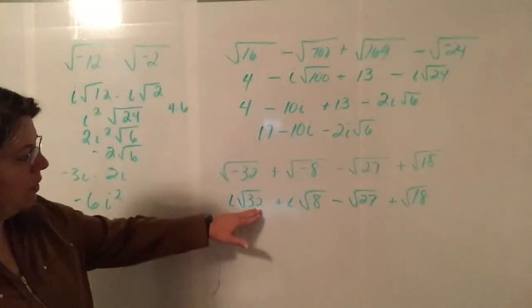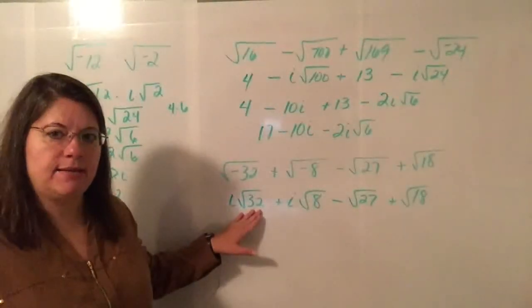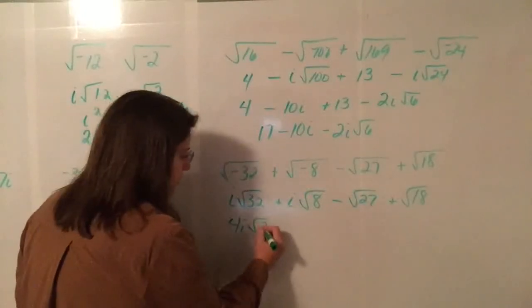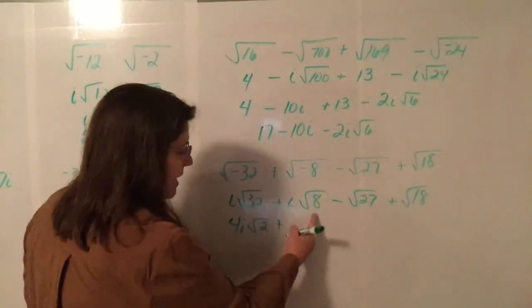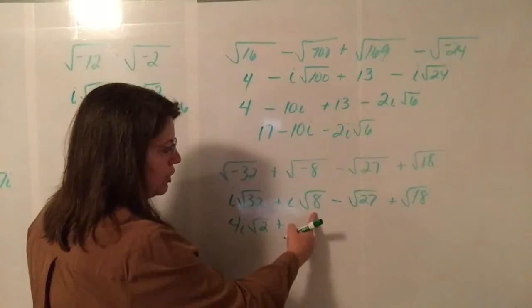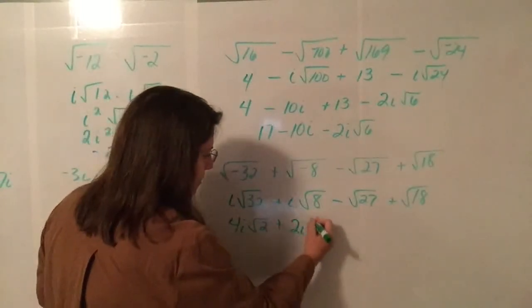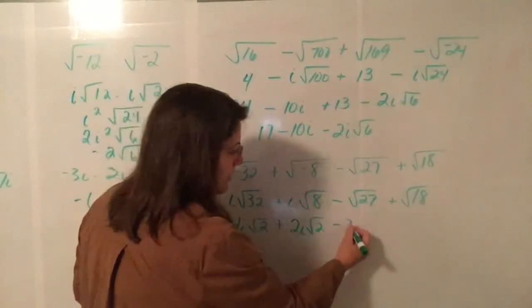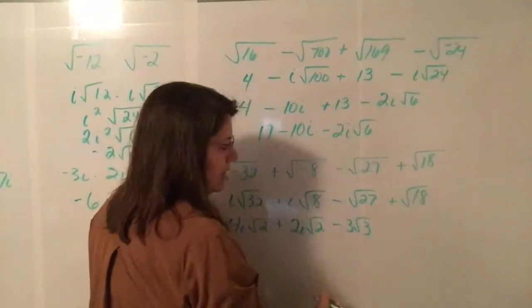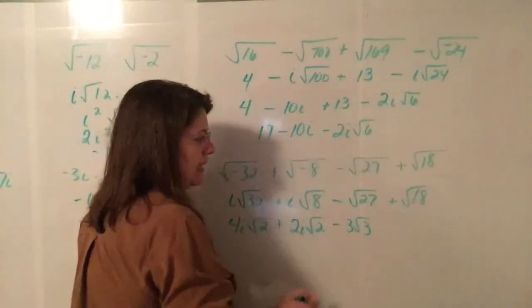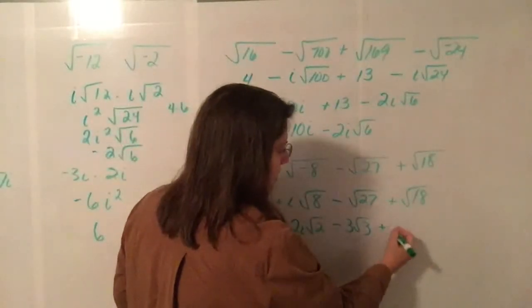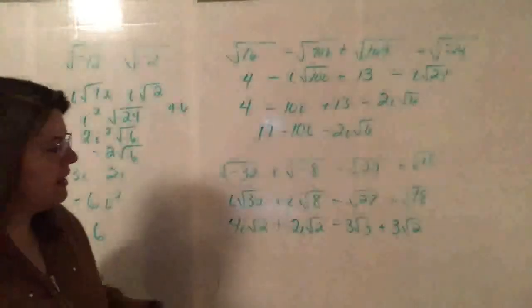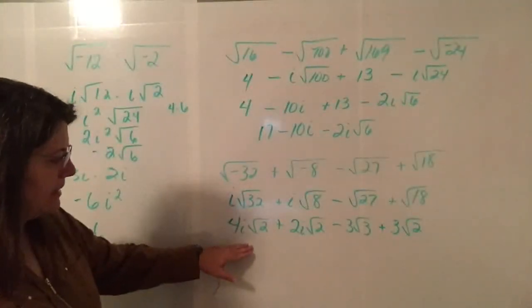For this one, square root of 32, that's 2 times 16. 16 is a square number, so I can bring a 4 out. So that's 4i square root of 2 plus 8 is 2 times 2 times 2, so I can bring a 2 out. That's 2i square root of 2. 27 is 3 times 3 times 3, so that's 3 square root of 3. 18 is a 9 times 2, so that's plus 3 square root of 2. And then we can simplify that.